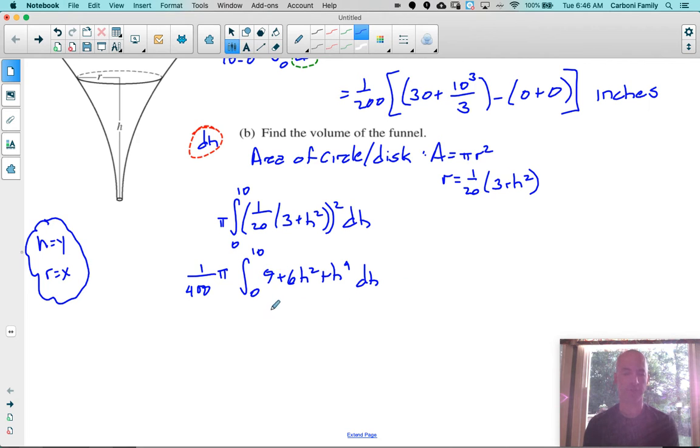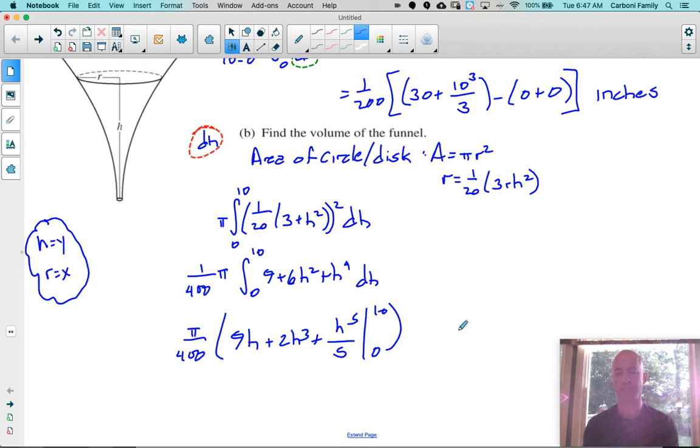And that's going to be the hardest part. The integration of this is going to be fairly straightforward. So pi over 400, that'll be 9h plus 6h cubed over 3 is 2h cubed plus h to the 5th over 5. We'll evaluate that from 0 to 10.